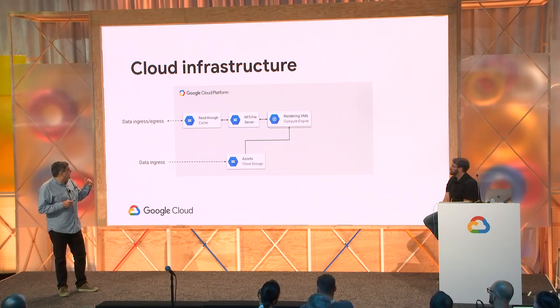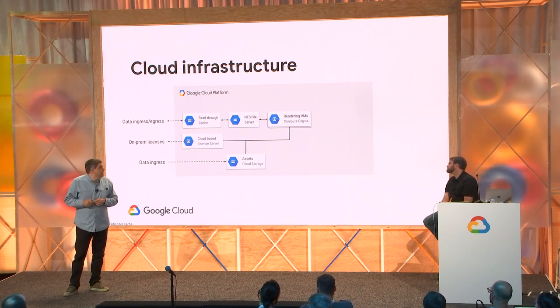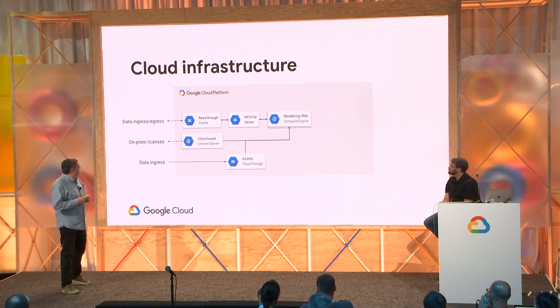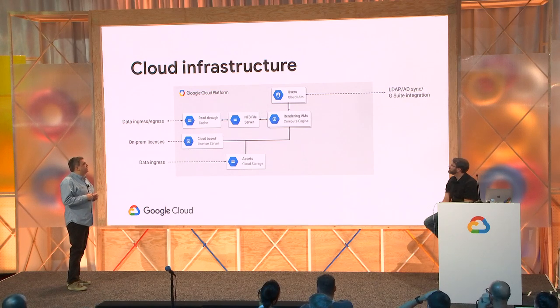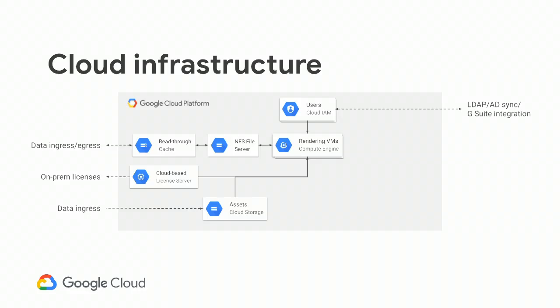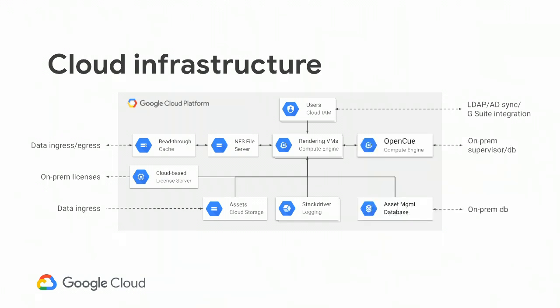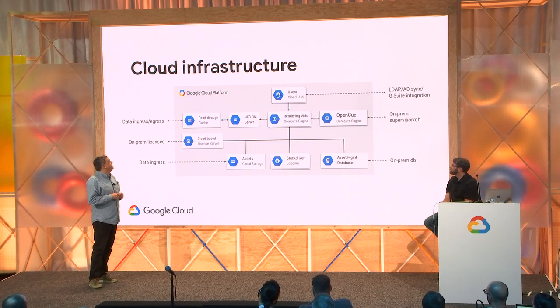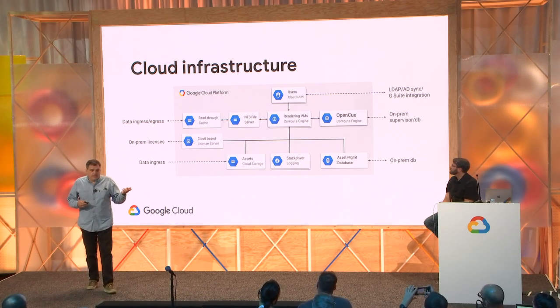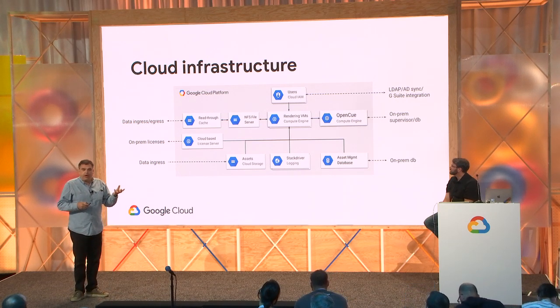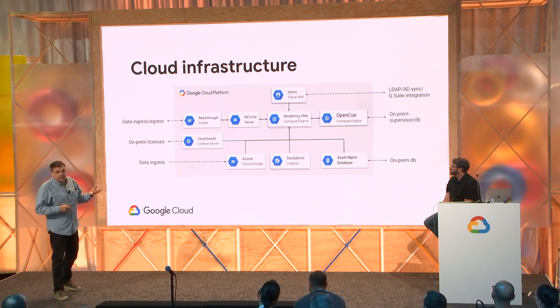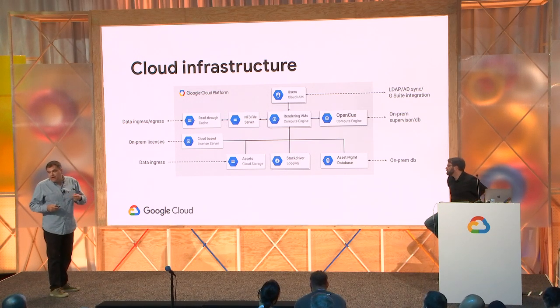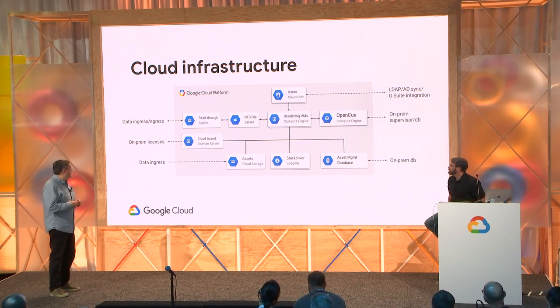When we're dealing with hybrid connectivity, we almost always are using a read-through cache. And then there's some kind of license server that needs to be created and some way to manage your users' permissions, as well as something for logging, which we use Stackdriver for, and your asset management database. And we're here to talk to you about OpenCue. For what we build here today, we're using Terraform templates to build out our infrastructure and to manage infrastructure as code, so it's easy to spin up, modify, and move around to different places if we need it.